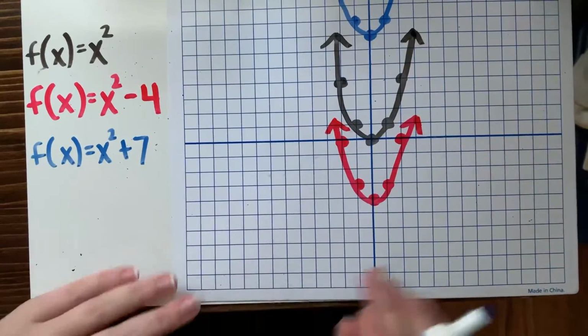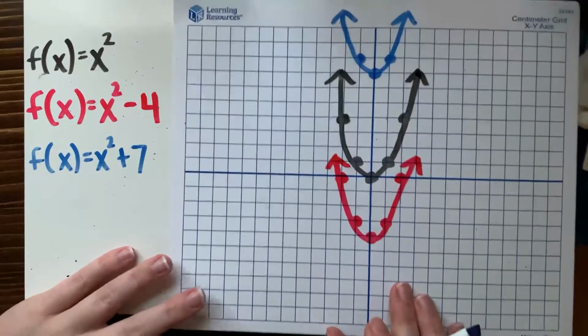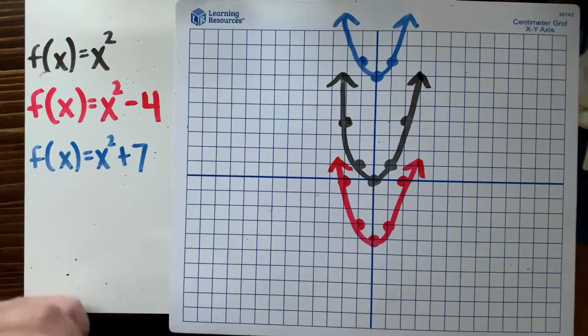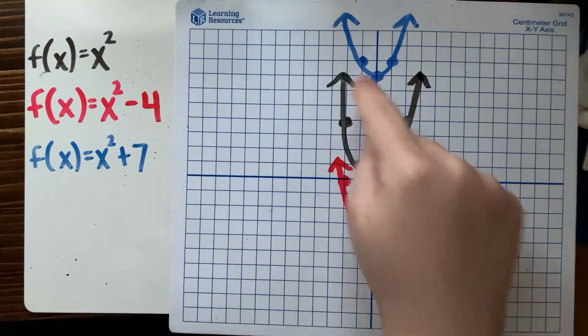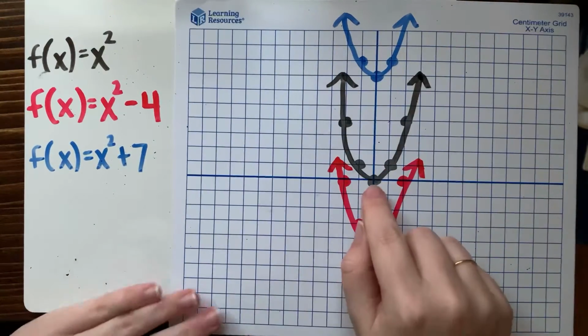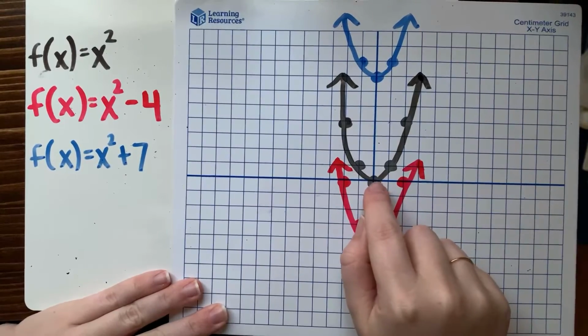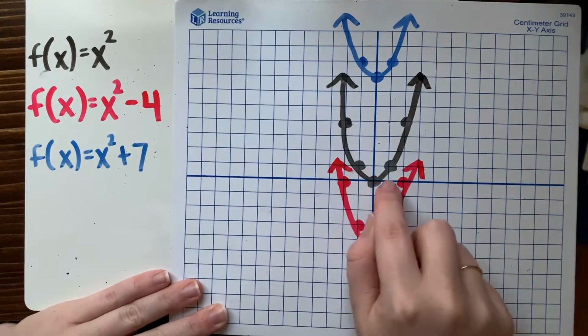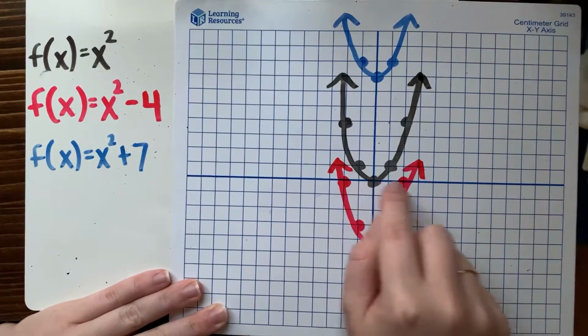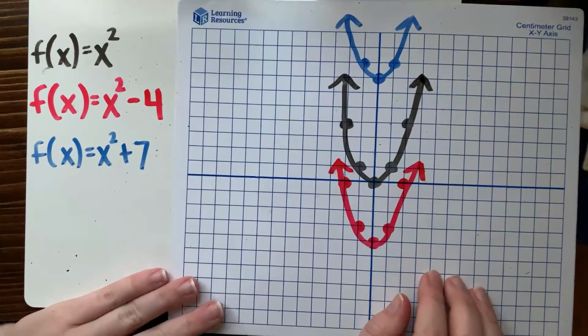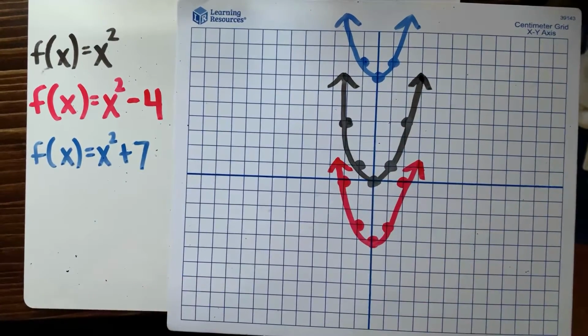They're all U-shaped. They all go on forever. They're just moving around the graph. We're taking that exact same shape, which we know the starting point, we go up 1 over 1 on each side, and we go over 2 up 4 on each side.